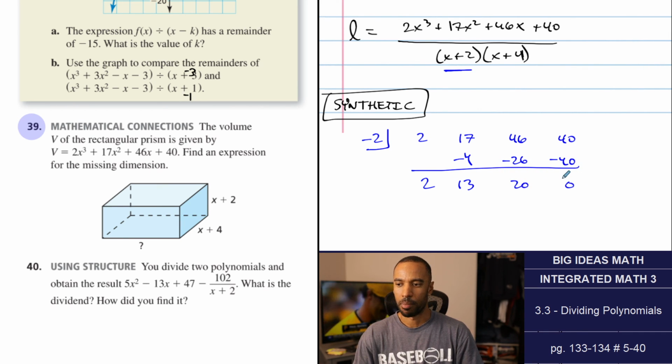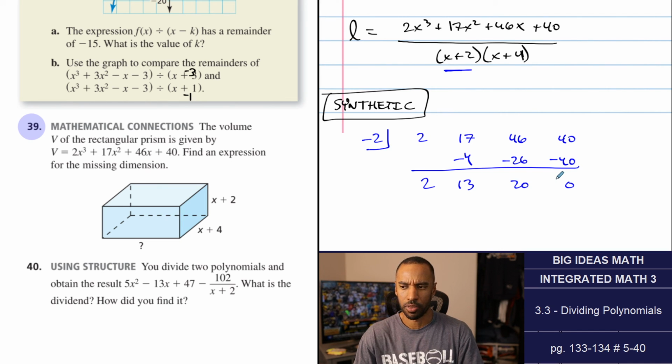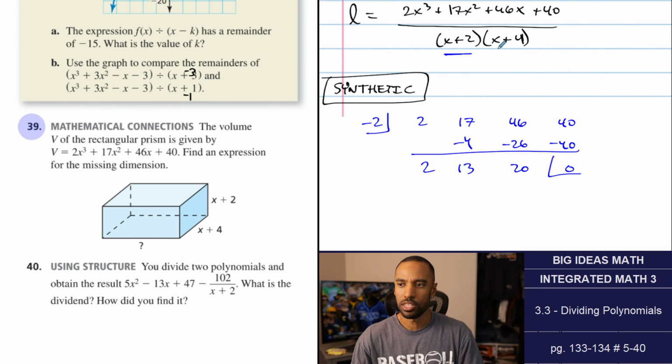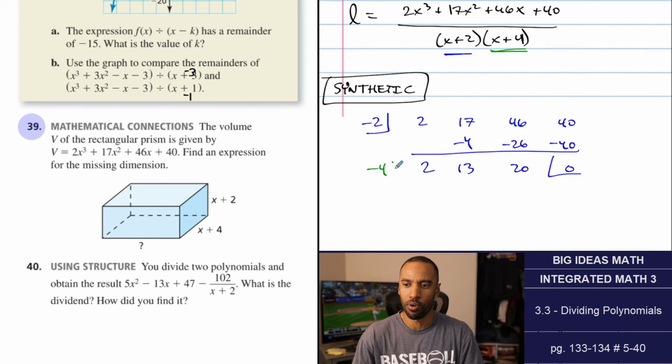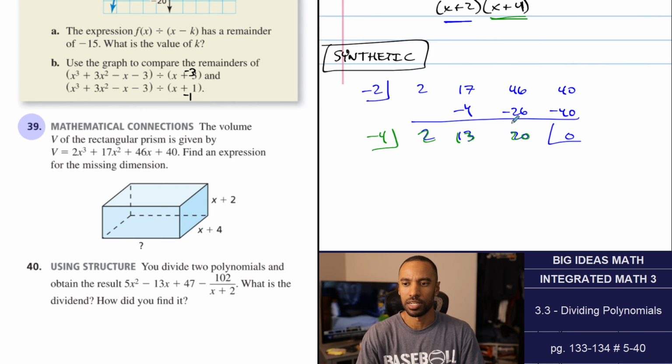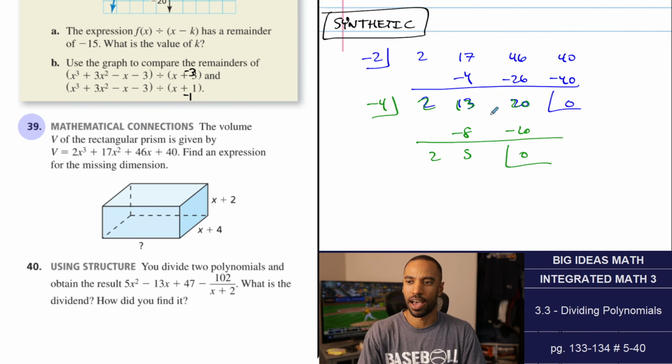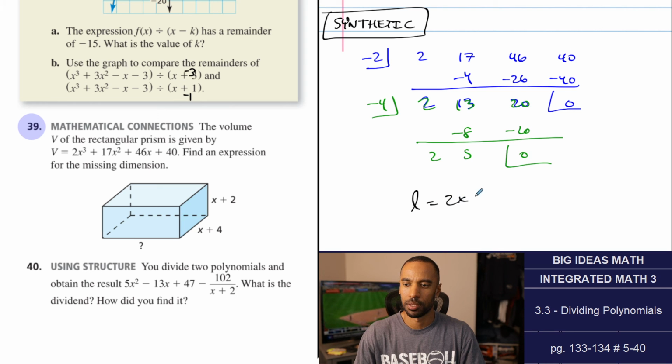That better have a 0 remainder, I think. It needs to have 0 remainder, otherwise something doesn't go right for you. So now your result is this quotient right here, the 2, 13, and 20. So let's use this result of -4 on these guys here of 2, 13, and 20. This is your quadratic, linear, constant. And now -4 synthetic division on this is 2, -20, 0. And then you got that 2x plus 5 right there for your length.